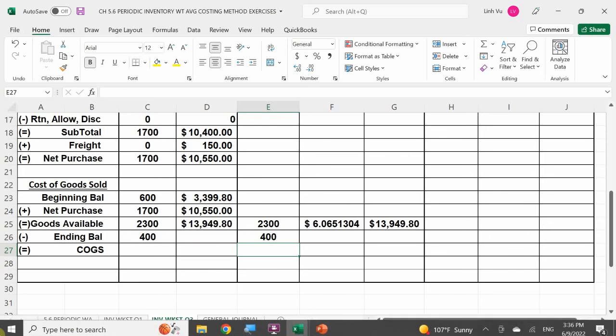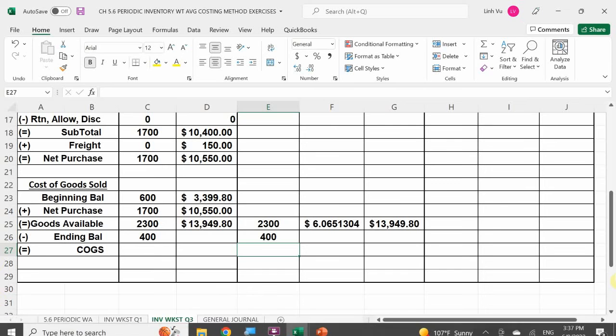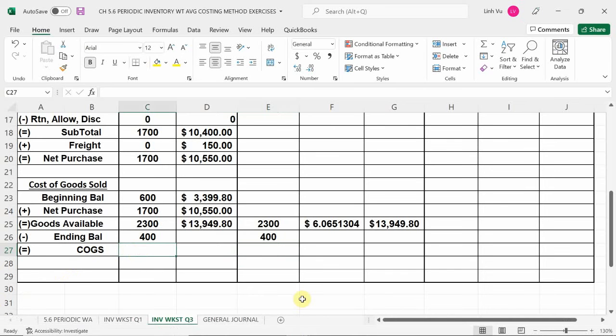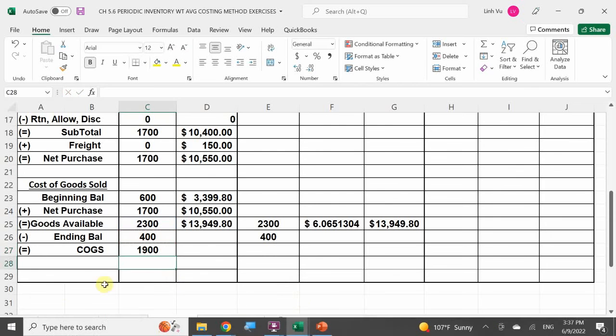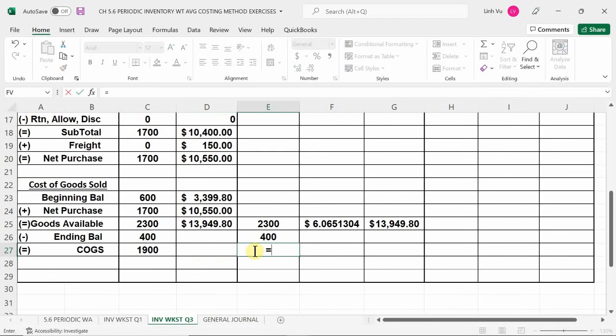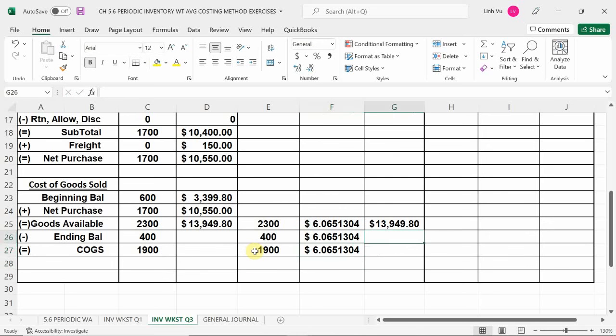But in this case, if I start out with 2,300 and I have 400 units left, my assumption is I must have sold a total of 1,900. We sold a total of 1,900. So you can choose and pick which one you want to solve for, because at the end of the day, they're all going to be the same. In this case, let's go ahead and solve for my cost of goods sold first, because that's what you're supposed to be doing.